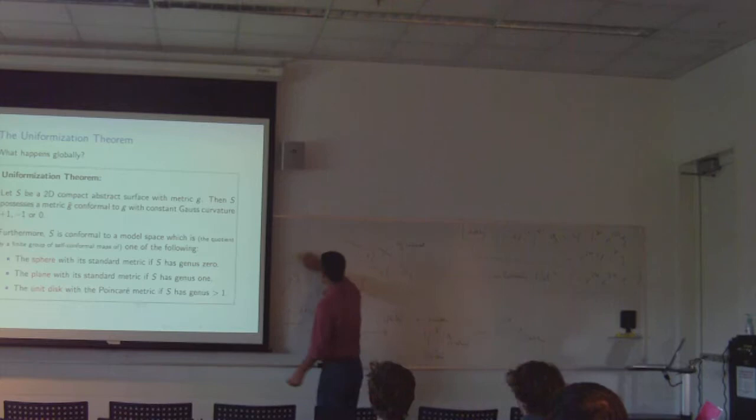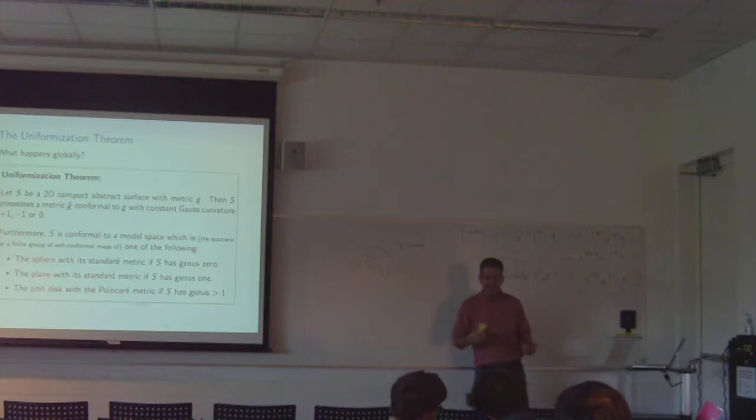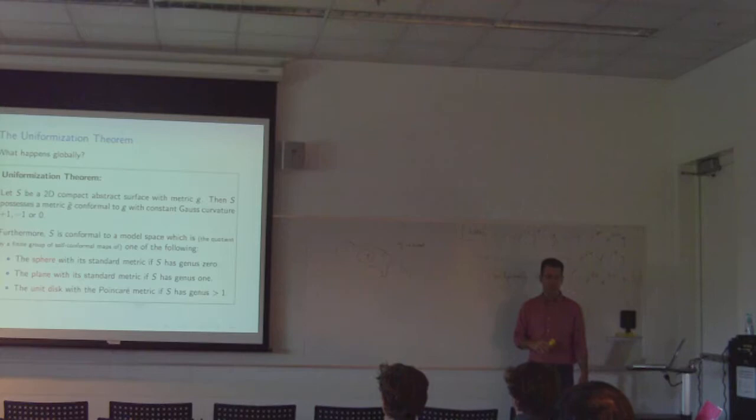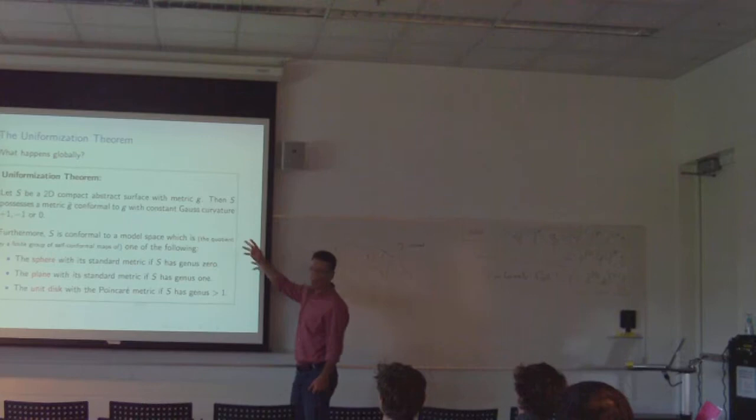It says that the geometry of any surface whatsoever can be understood in terms of a very small number of model geometries, or model spaces with model geometries on them. This uniformization theorem is a complete mathematical statement. So it says any compact abstract manifold, so it doesn't even have to be an embedded manifold, it can be just an abstract two-dimensional object.